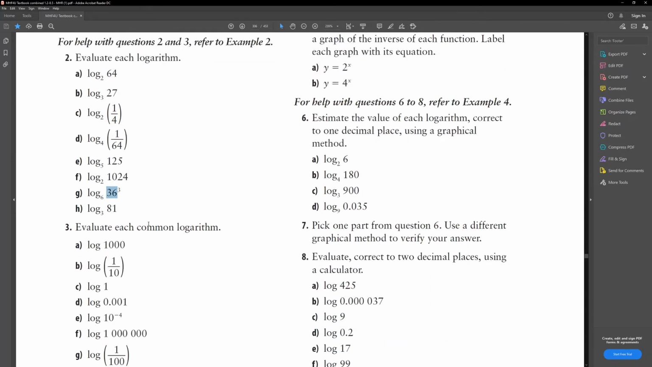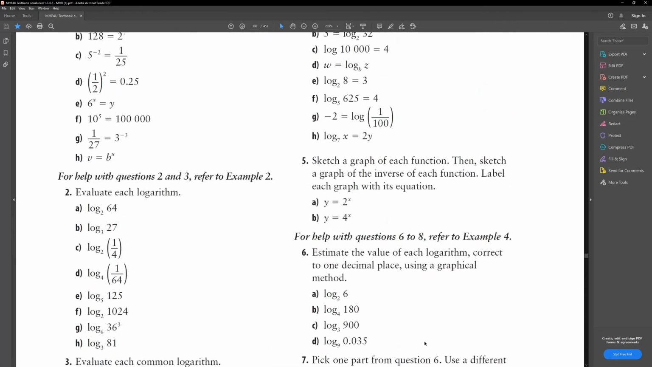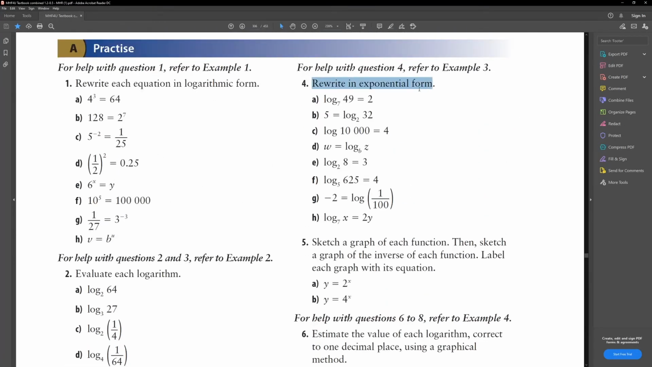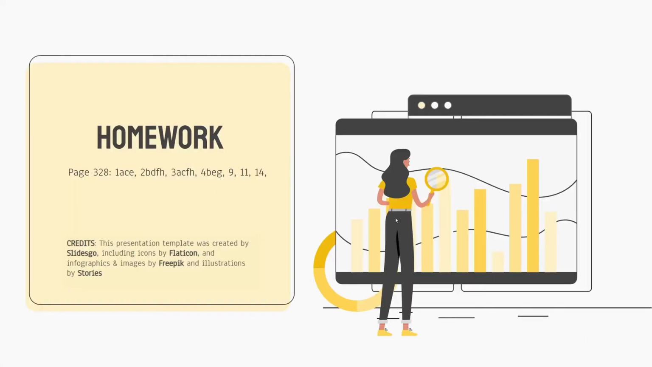For 3, it's asking us to evaluate this common logarithm, which would mean base 10. So this is really, really easy. Lastly, for 4, it's asking us to write it in exponential form. So again, now you're just turning this into exponents, something we've learned that is super simple. Next, we have 9, 11, and 14.